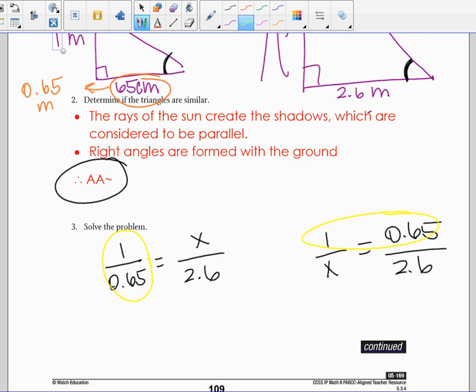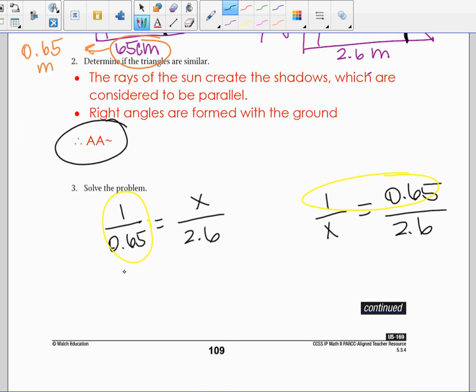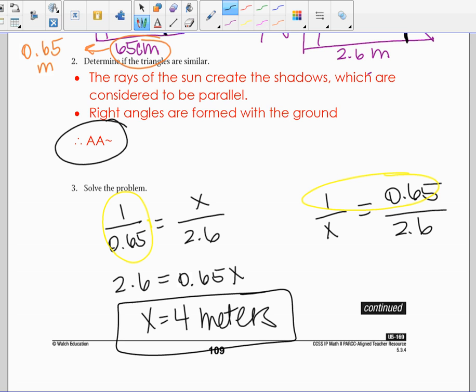Okay, so no matter which way you set it up, when you cross multiply, you get 2.6 equals 0.65x. And when you divide, you should end up getting an even 4. So you get x equals 4, and that's in meters. So that's how tall the tree is. And that's your answer.